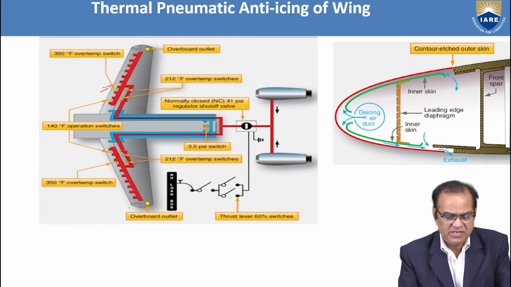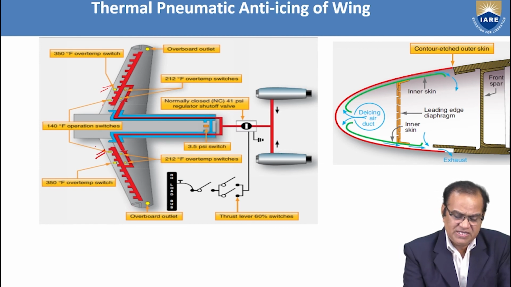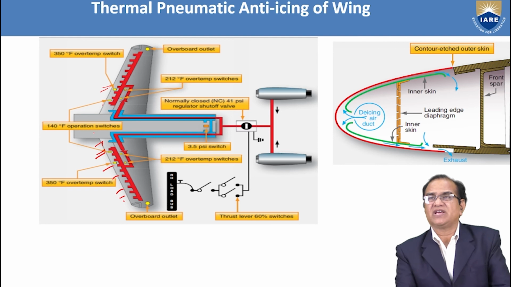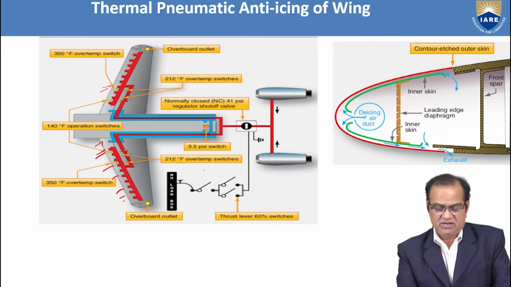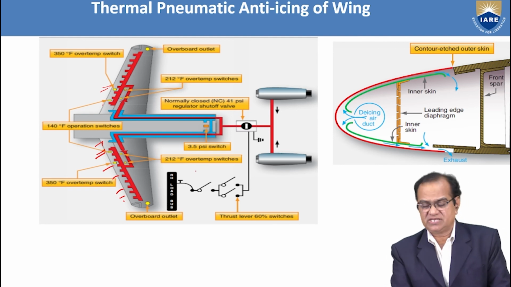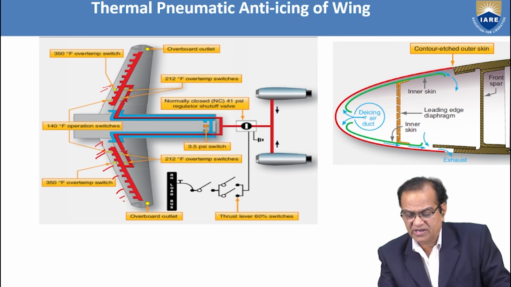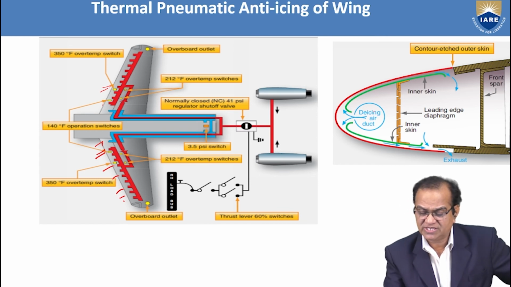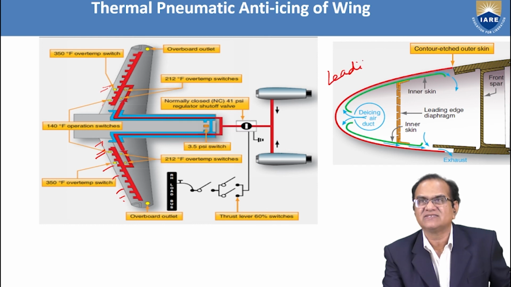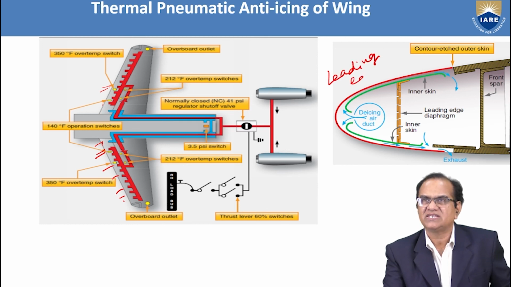So here it is shown, and this is all leading edge, trailing edge, all the edges of the wing. They are the places where most of the time the ice is required to form, or it is forming. So here you can see more of the layout of the leading edge. This is shown here, the leading edge of the wing. It is here.